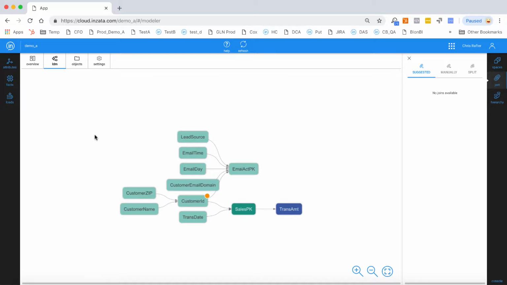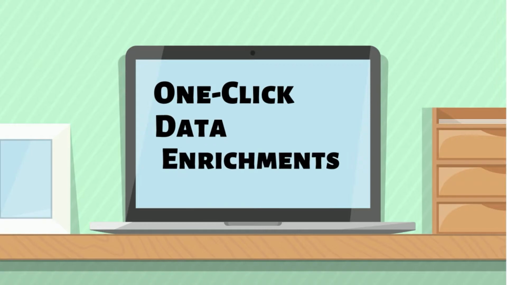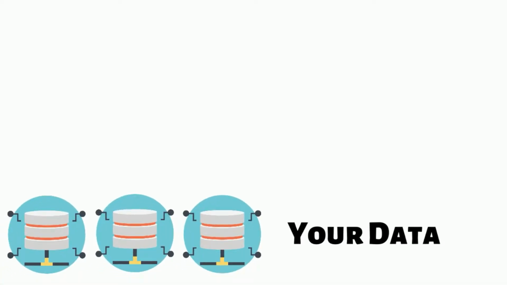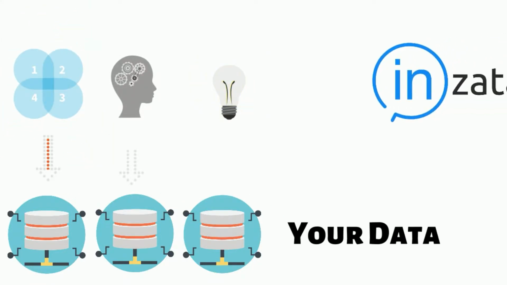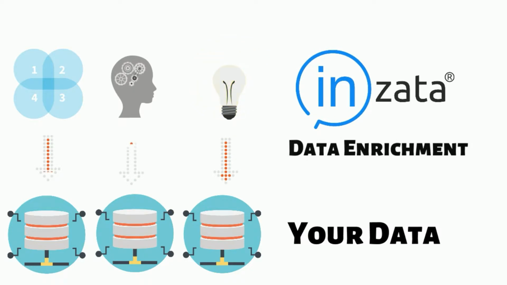The next step of Inzata's artificial intelligence will be to recommend enrichments to this data. Enrichments, or one-click enrichments as we call them, are preloaded data sets that are built into the Inzata platform. These enrichment data sets can then be added to data that you've loaded or connected to with Inzata in order to make your data easier to work with or to enrich its analytical value.